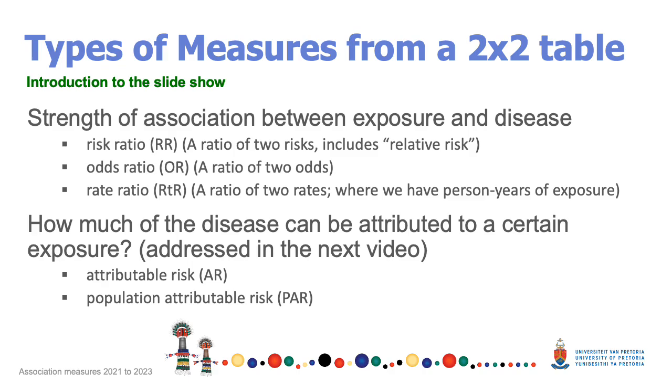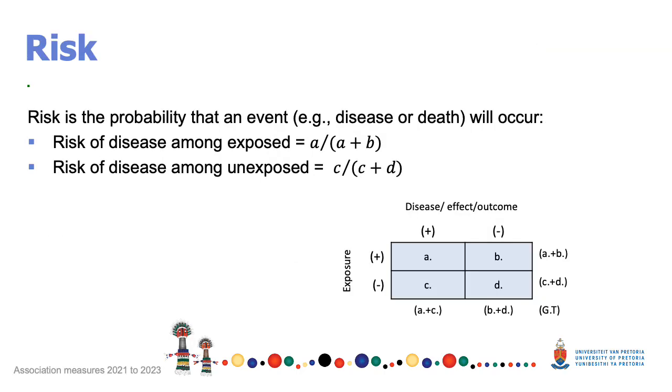In the next video, we're going to also learn how we can use the information in the tables to calculate things that we call the attributable risks, either the attributable risk for the population or the attributable risk amongst the exposed. You'll learn more about that in the next video, but we won't deal with it any further in this video. We're going to start by going back to looking at risk.